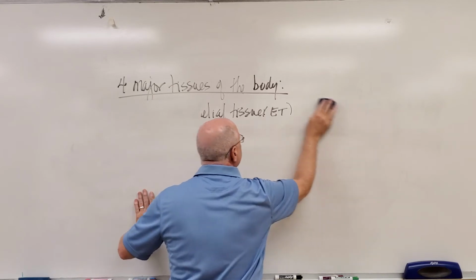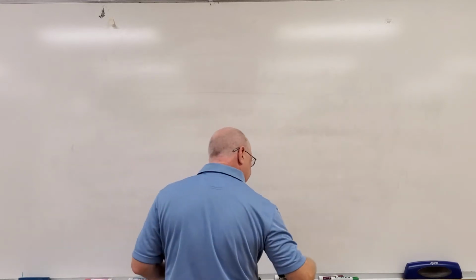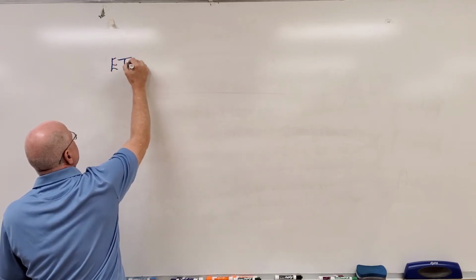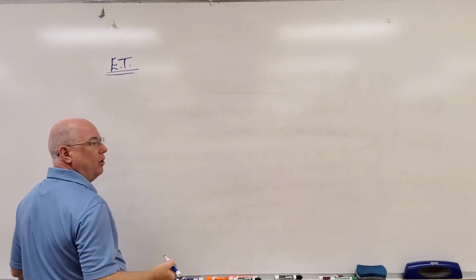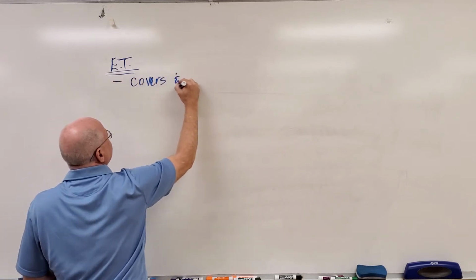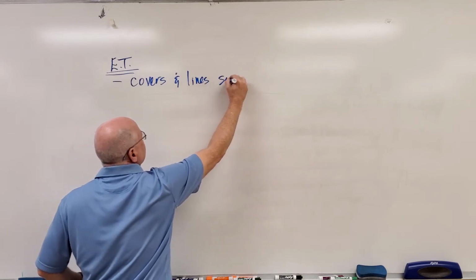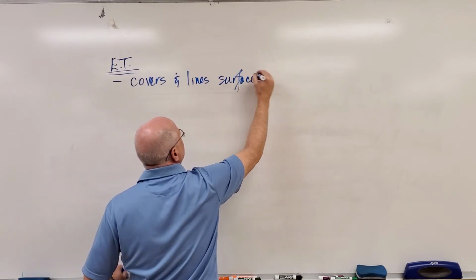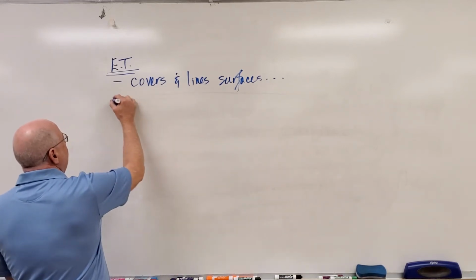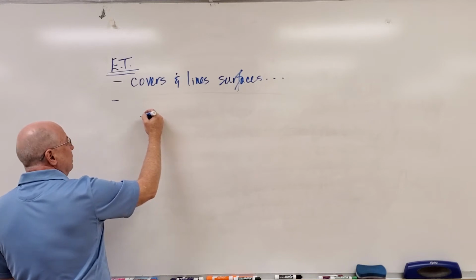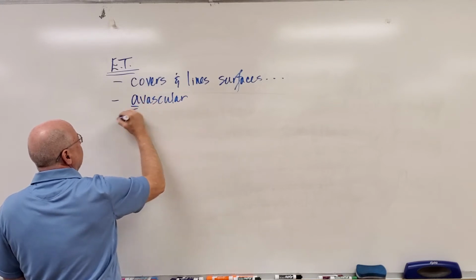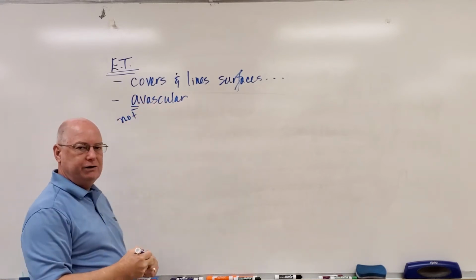Okay? Now, when I focus on epithelium, the things that I need to know about epithelial tissue is this. And I'm just going to put ET up here for epithelial tissues. There are three main things that we know about epithelial tissue. It covers and lines the surfaces of the body. And these are three little bullet points in my notes set. It covers and lines the internal and external surfaces of the body. Another thing that we know about epithelial tissue is it is avascular. A means not, and vascular refers to blood vessels.